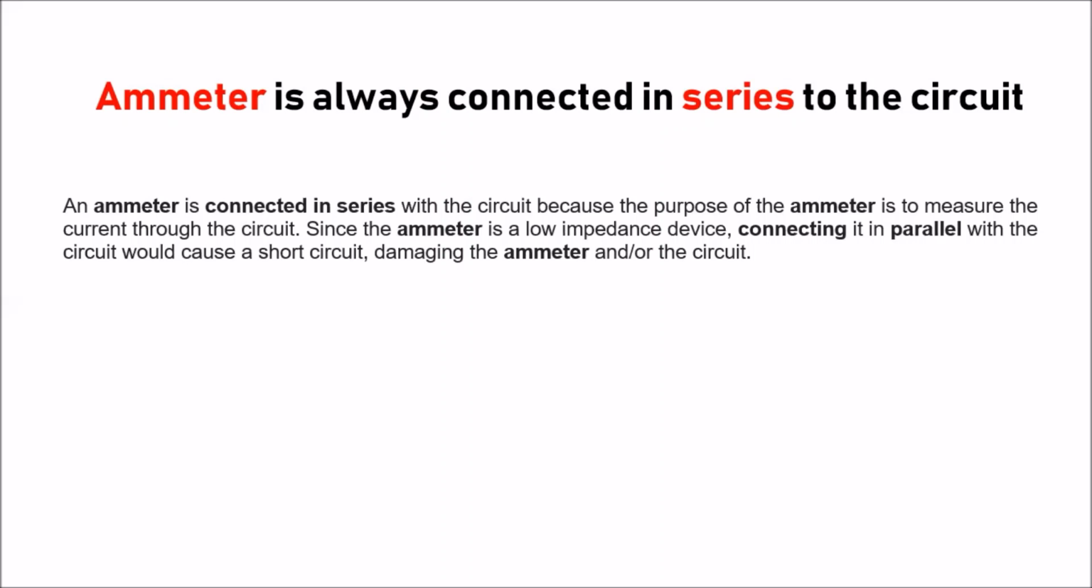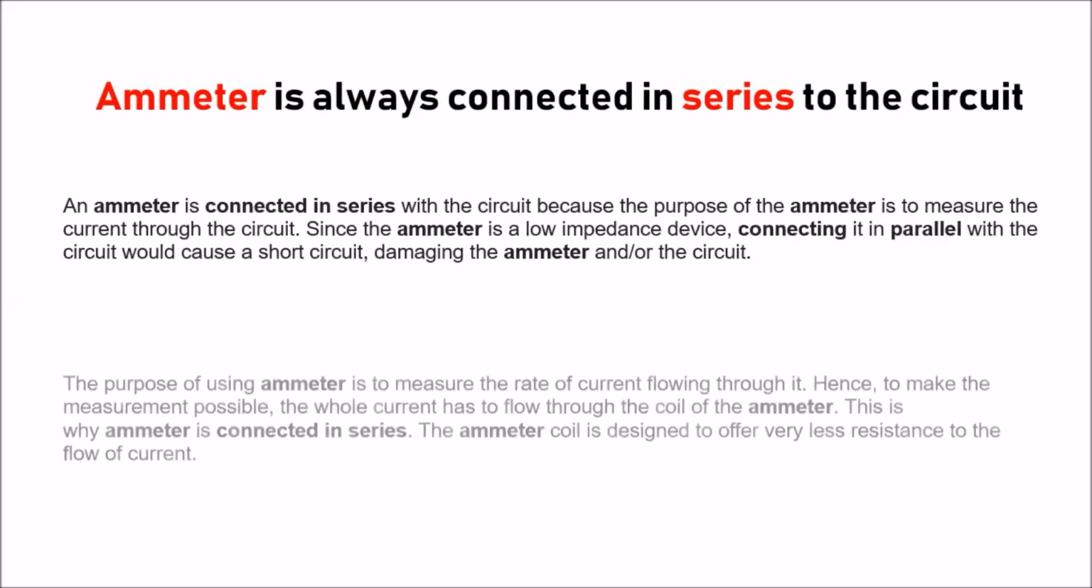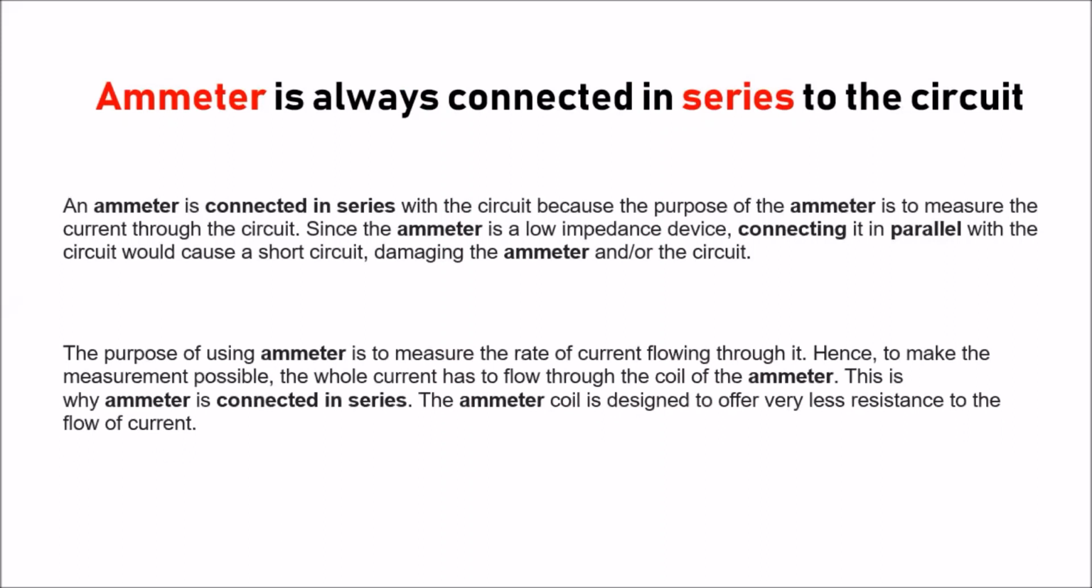Since the ammeter is a low impedance device, connecting it in parallel with the circuit would cause a short circuit or damage the ammeter. We have another reason, of course, the same. The purpose of using an ammeter is to measure the rate of current flowing through it. So in any circuit, if you want to calculate the amount of current flowing, you need to use an ammeter.